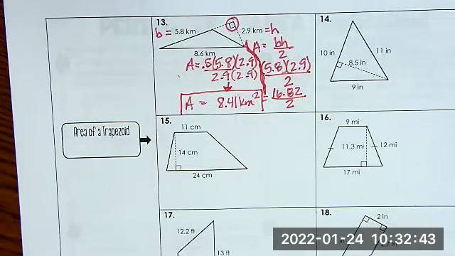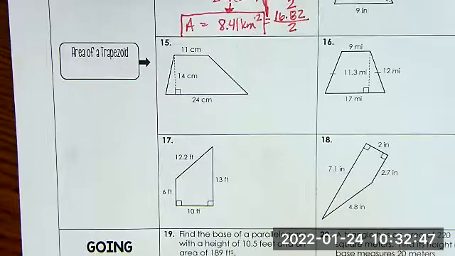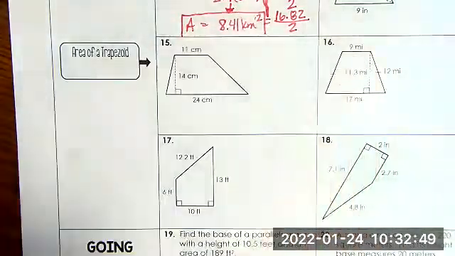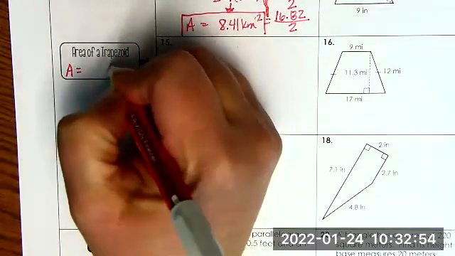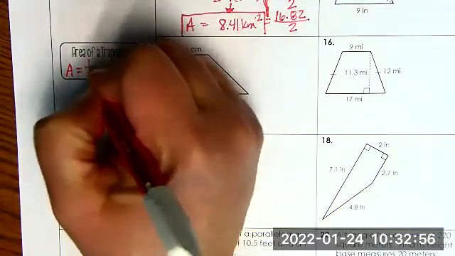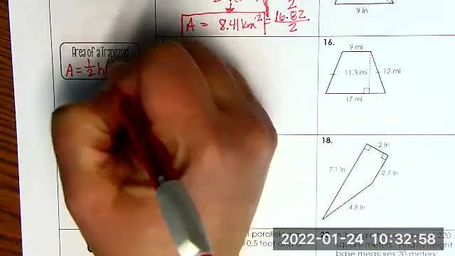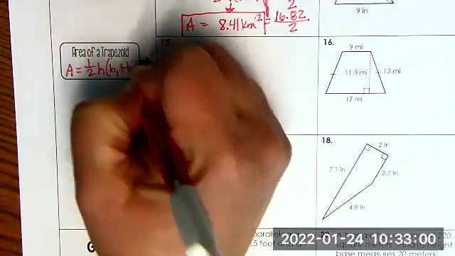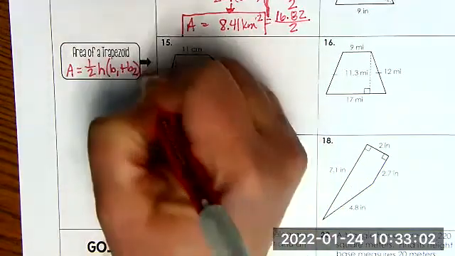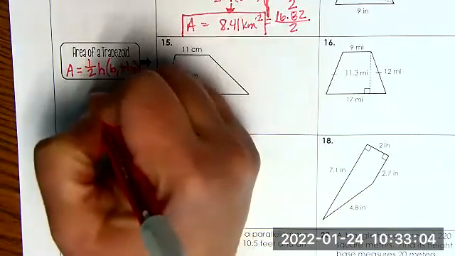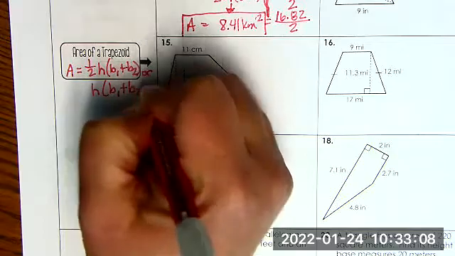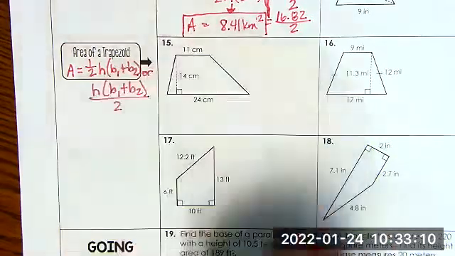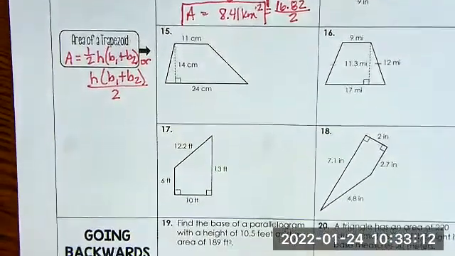Okay, next we're going to look at the trapezoid. The formula for the trapezoid, and these are all on your formula sheet that you get to use, you don't have to memorize these, is 1/2 height times B1 plus B2, or I like to use height times B1 plus B2, all divided by 2. It's entirely up to you.